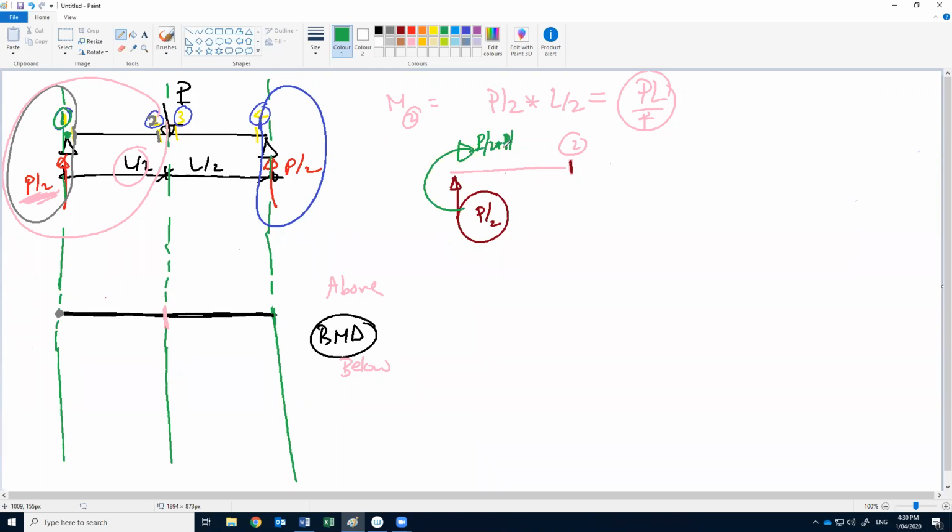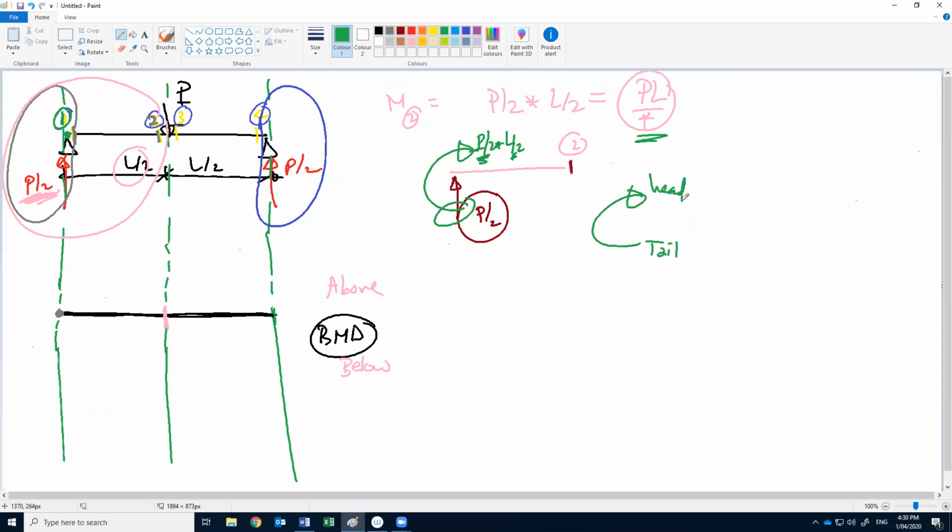Sorry, PL over 4. Okay. This is the force and this is the distance. And we know now the value is PL divided by 4. We put the moment with the tail of the force, or the tail of the moment. If we have an arrow like this, we have a tail and a head.